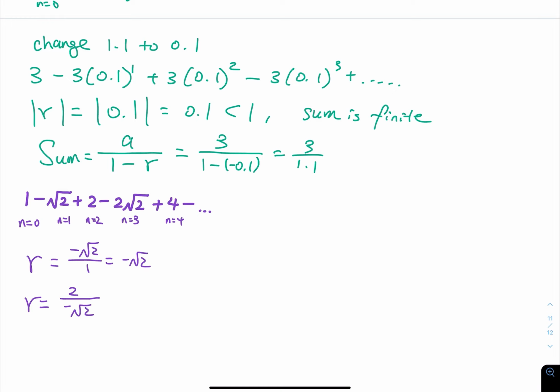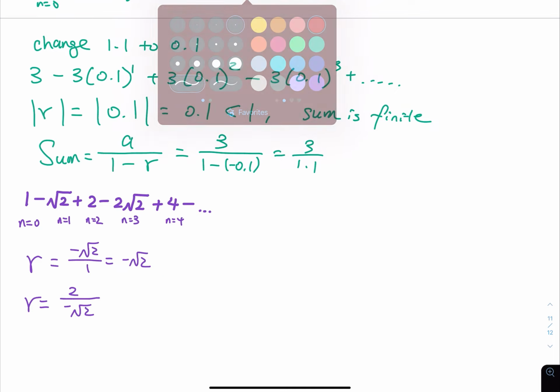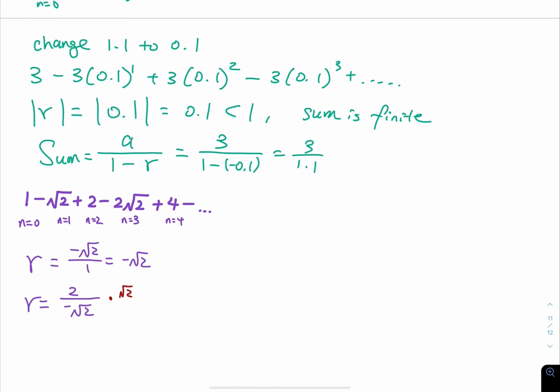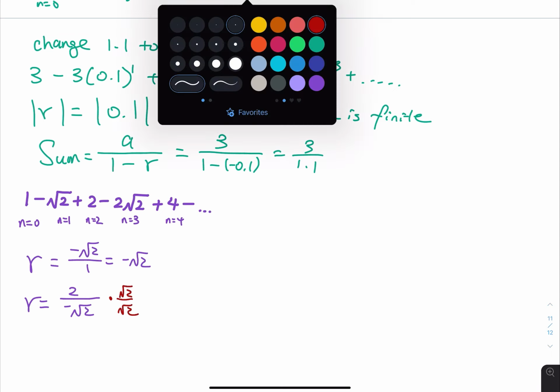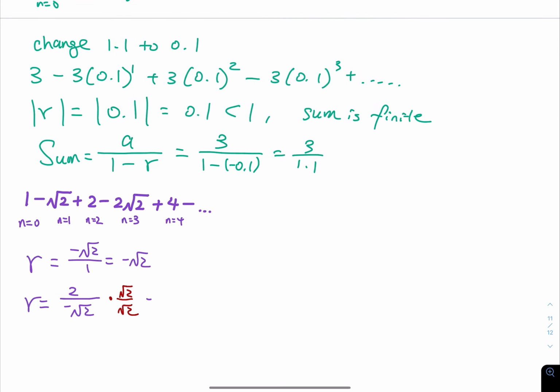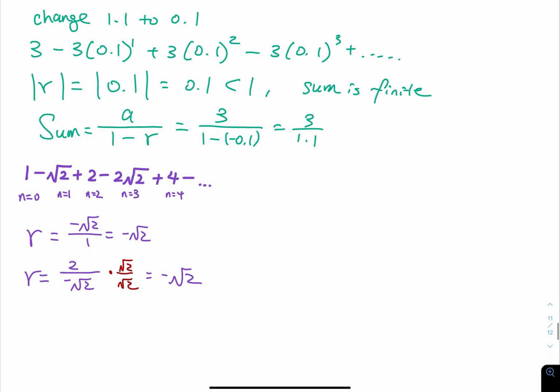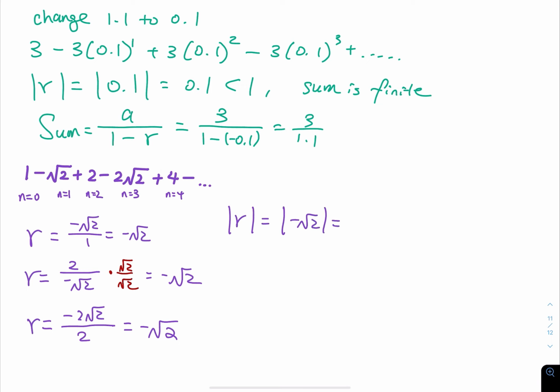Well, this one, how come that is not the same as the last common ratio? Because you haven't rationalized yet. So multiply the top and bottom by root 2, and then there you go. So that one the 2 is cancelled, right? So negative root 2. And then you take the next term, a negative 2 root 2 divided by the previous term, then you get a negative root 2. So therefore the common ratio is the absolute value of negative root 2, which is equal to root 2.